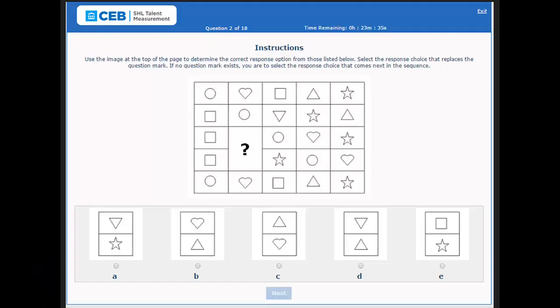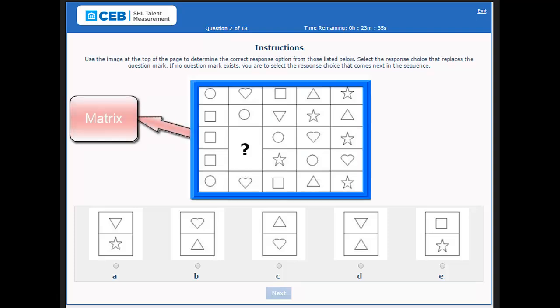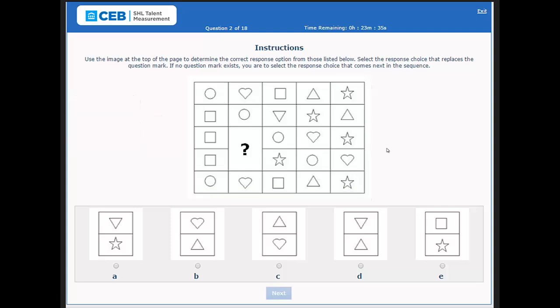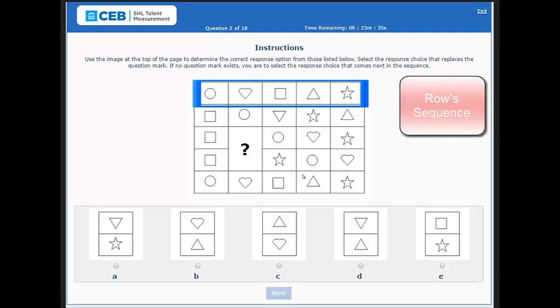Now let's move on to the next task, which is a classical and very typical task that you are almost guaranteed to find inside an SHL inductive reasoning test. In this particular task, as we can see, we have a matrix. This matrix is constituted by frames with shapes inside. We have sequences that are constructed inside the matrix in rows and in columns.